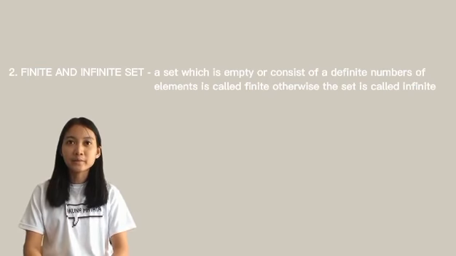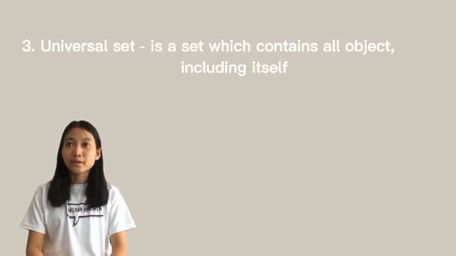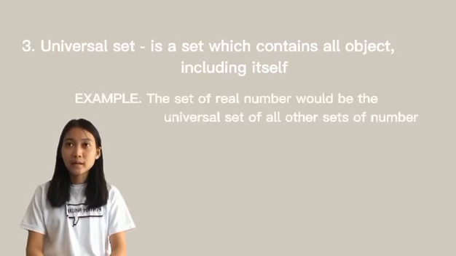A set which is empty or consists of a definite number of elements is called finite, otherwise the set is called infinite. Example, let K be the set of the days of the week, and let R be the set of points on a line, then R is infinite. Third is universal set. Universal set is a set which contains all objects, including itself. Example, the set of real numbers would be the universal set of all other sets of numbers.